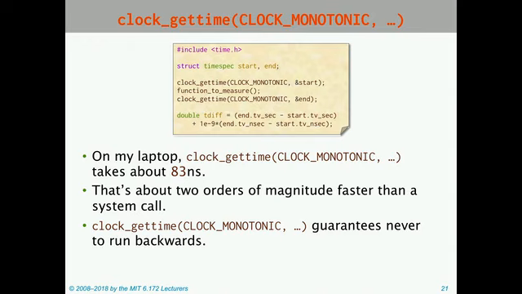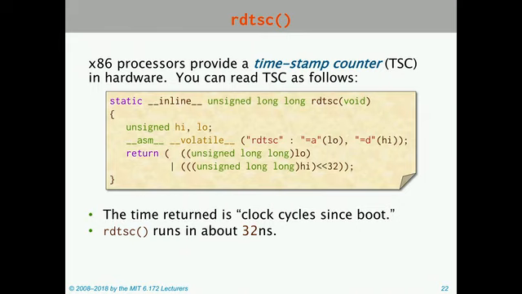A lot of people say, well, why don't I just read the cycle counter? That's actually cheaper. It runs in about 32 nanoseconds, and you can do it with the RDTSC, the read timestamp counter instruction, yourself by using built-in assembly. What it does is return how many clock cycles since boot, and it runs in about 32 nanoseconds. But why not use this?